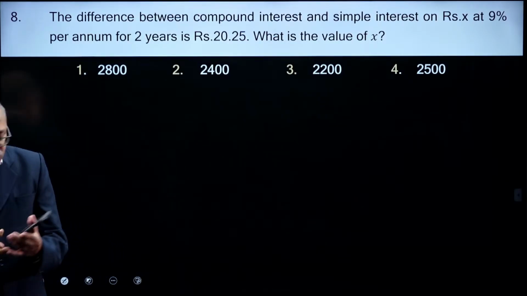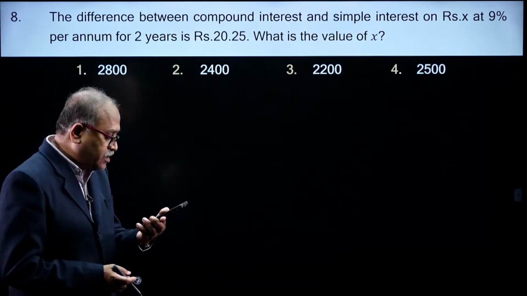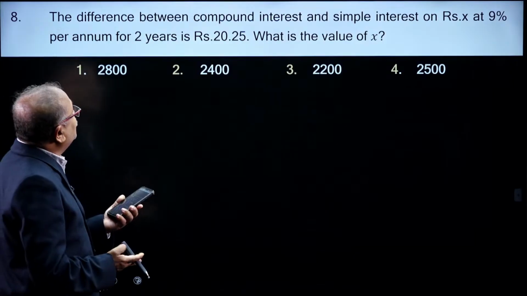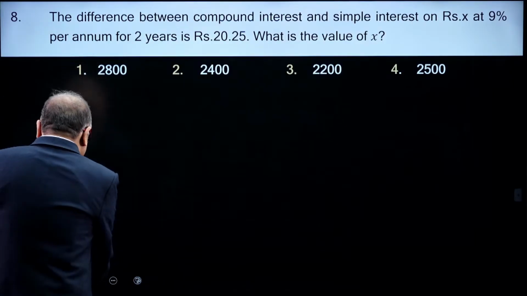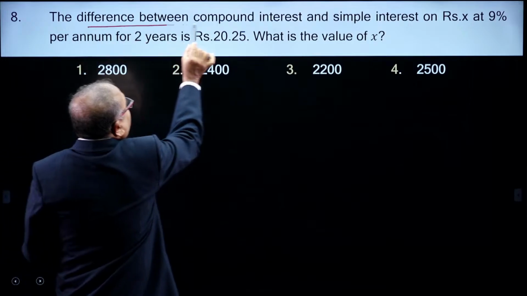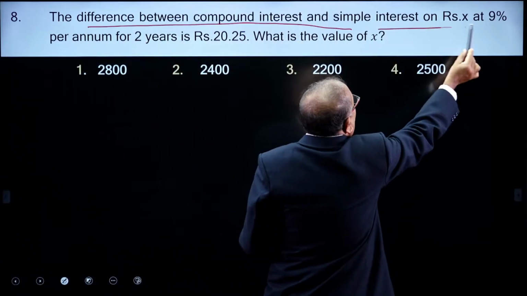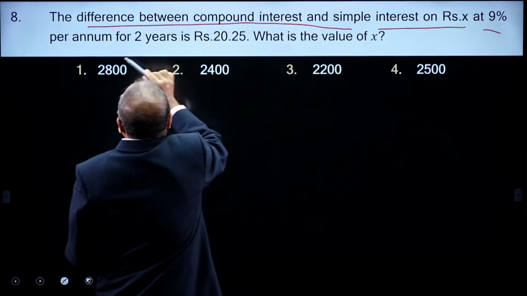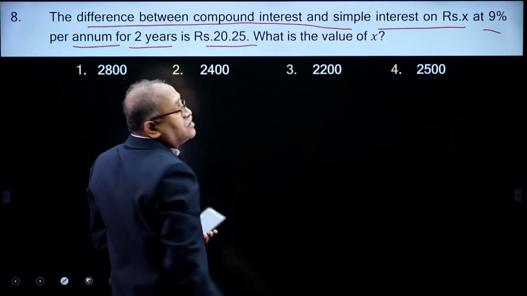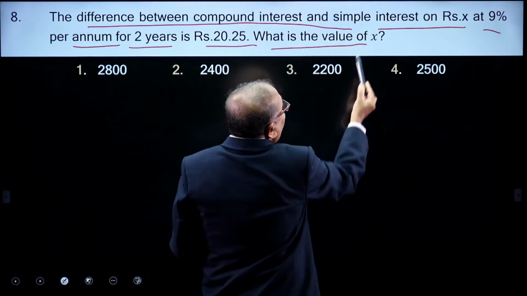Okay. Doing well, my friends, 169 times. Yes, that is right, sir. Oh my God, Chinna Reddy has already said option 2. He is very smart. Let me read the question. The difference between the compound interest and simple interest on rupees X at 9% per annum for 2 years is 20.25. So, what is the value of X?